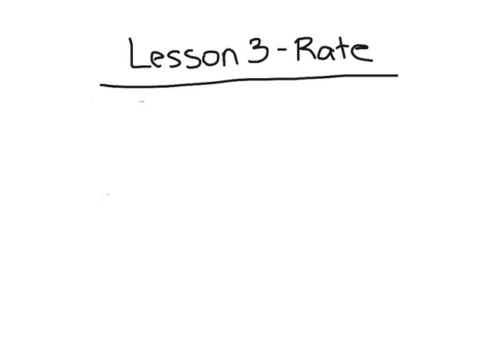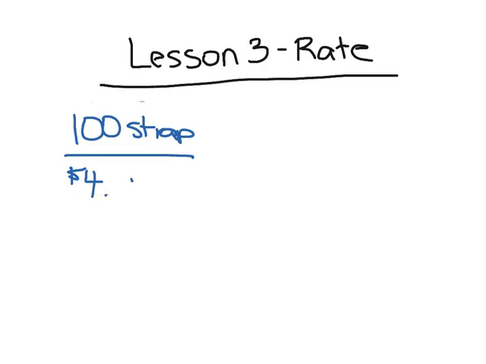Example 2. A local plumbing store sells 100 copper-plated straps for $4.97. So we're going to compare 100 straps per $4.97. You have estimated that you require 75 straps. How much will you pay? So our straps go on the top, so we have 75 straps on the top, and we have x on the bottom. Now we're going to solve for x.